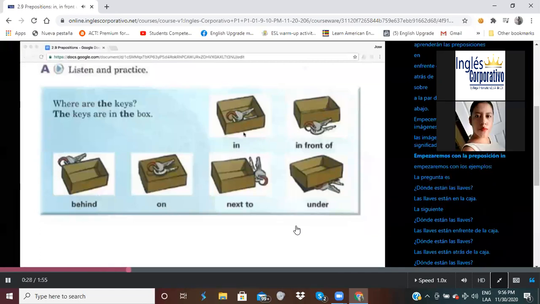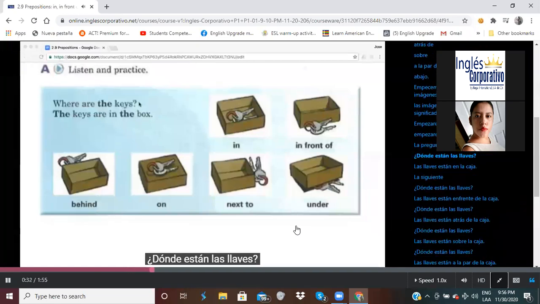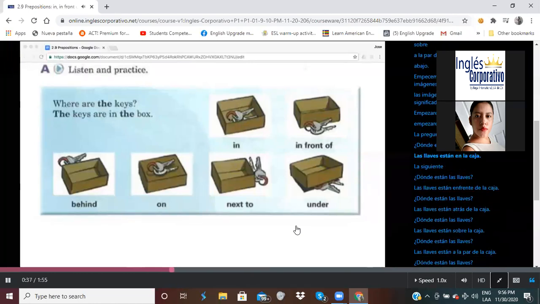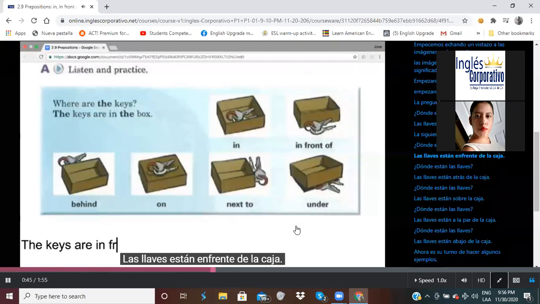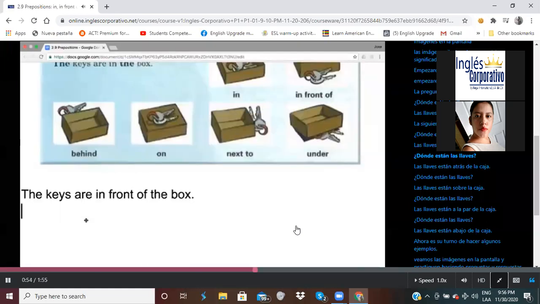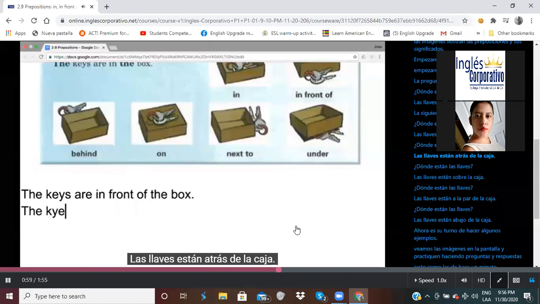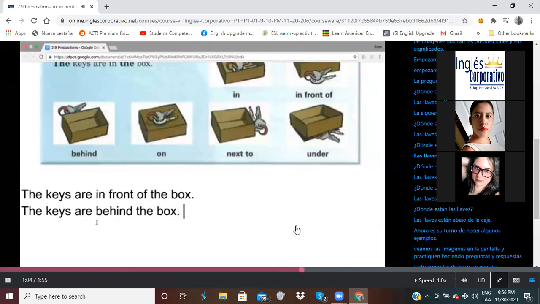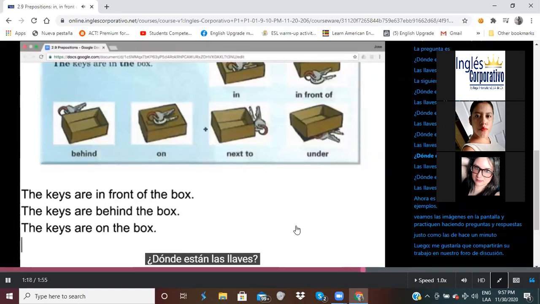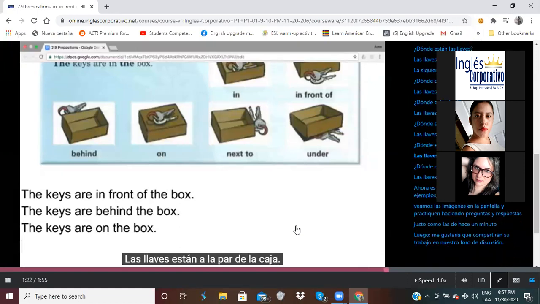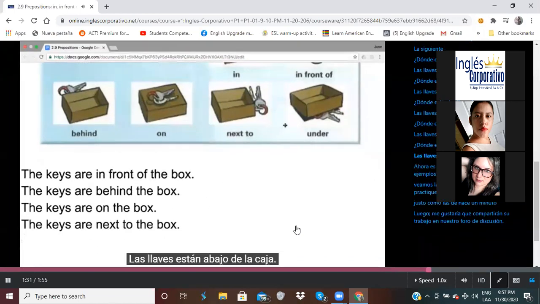Let's start with the preposition in. We will start with the example. The question is, where are the keys? The keys are in the box. The next one. Where are the keys? The keys are in front of the box. Where are the keys? We can see the keys are behind the box. Where are the keys? The keys are on the box. Where are the keys? The keys are next to the box. Where are the keys? The keys are under the box.